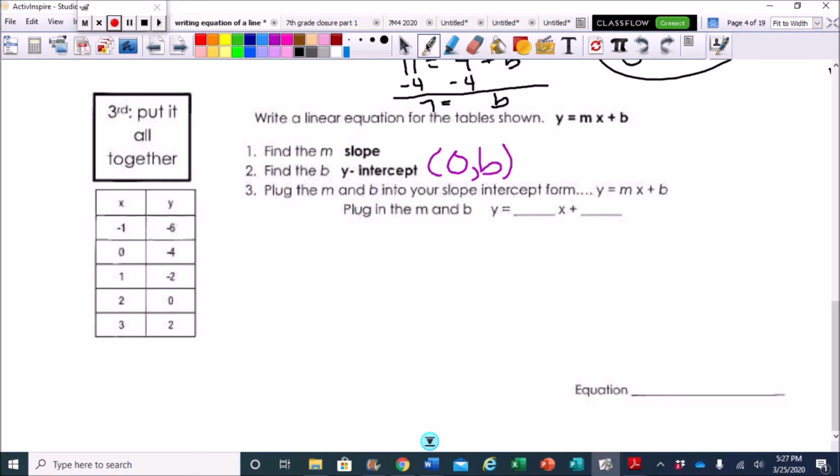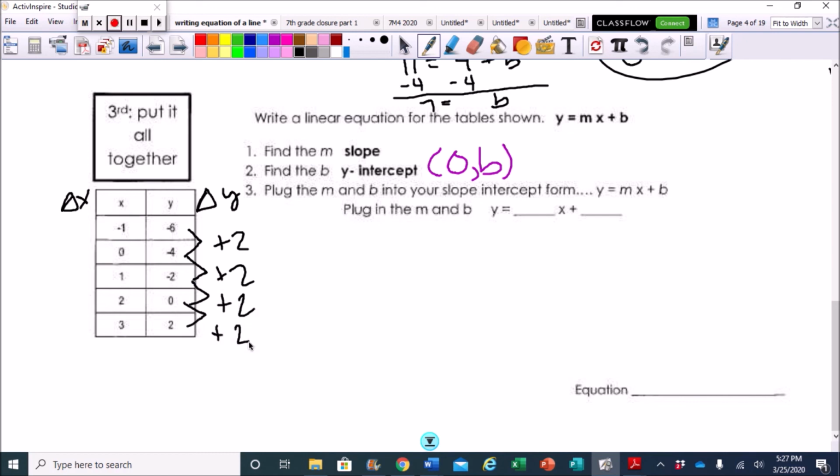Okay, put it all together. So I got to write a linear equation from the table shown. So I'm going to find the slope first. So I have my delta y and my delta x. So from negative 6 to negative 4 is going up by 2. Negative 4 to negative 2 is going up by 2. Negative 2 to 0 is going up by 2. And 0 to 2 is going up by 2.